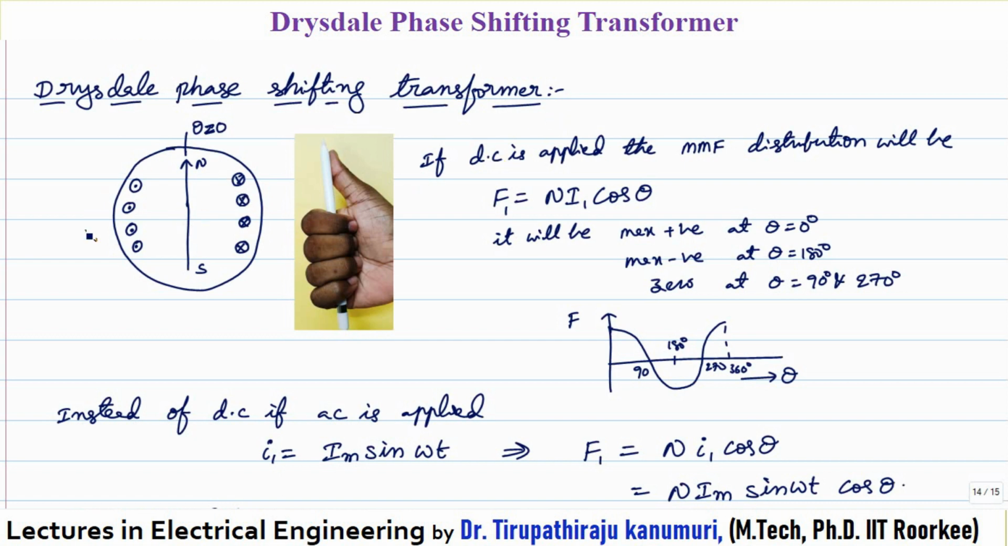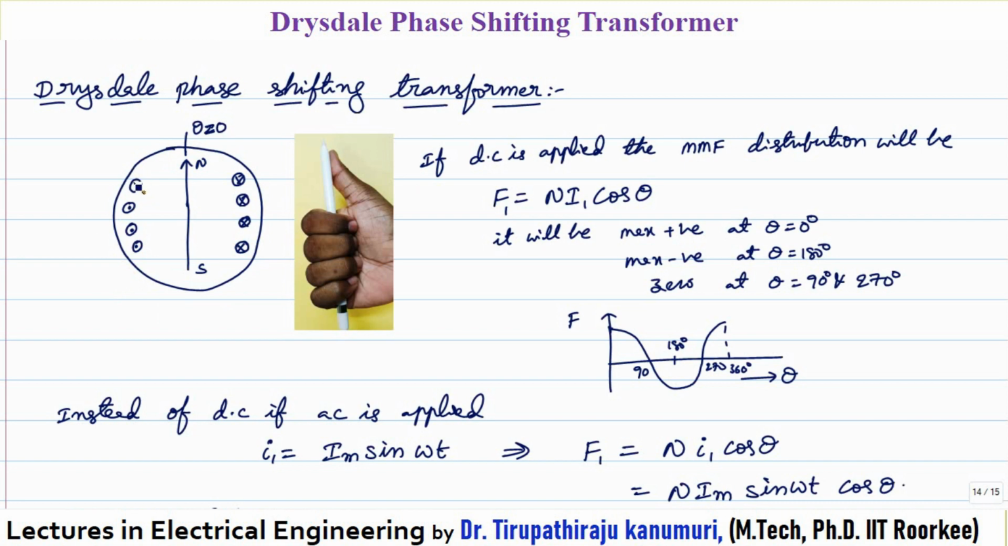So let us proceed further. For example, I am taking a distributed winding. I am taking a stator, which is a circular stator. On the stator, the winding is made like a distributed winding. For the distributed winding, let us assume I have given a DC supply. So now a current of magnitude I1 is passing in such a way.